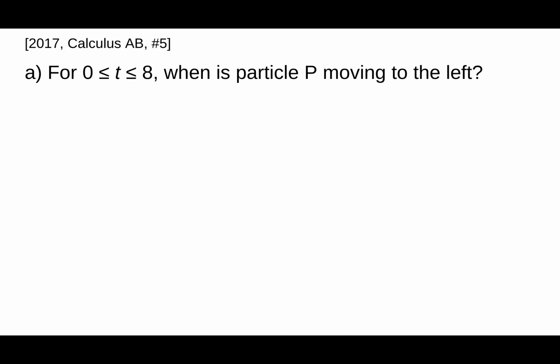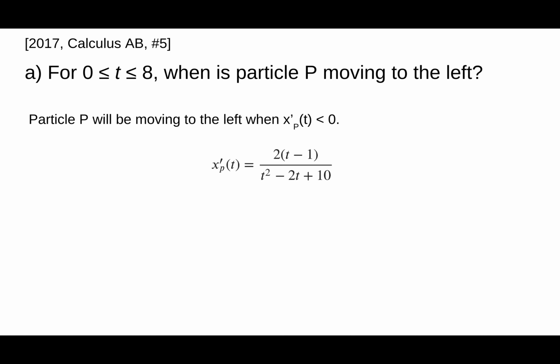In part 1 of the question, or part A, we are asked to find all values of t between 0 and 8 when the particle P is moving to the left. In order to be considered moving to the left, the velocity of particle P would need to be negative. Because we have the position of particle P, in order to determine its velocity, we have to find the derivative x prime of P of t and determine when that will be less than 0. All right, so we take our function x P of t and we differentiate it, and we get 2 times t minus 1 all over t squared minus 2t plus 10.